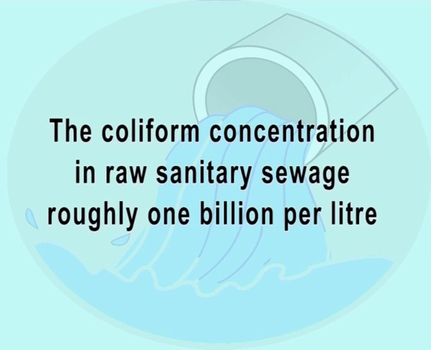Another group of impurities that is of major significance in wastewater is the plant nutrients. Specifically, these are compounds of nitrogen and phosphorus. Pathogens in the wastewater are expected to be proportional to the concentration of fecal coliform bacteria. For example, the coliform concentration in raw sanitary sewage is roughly 1 billion per liter.